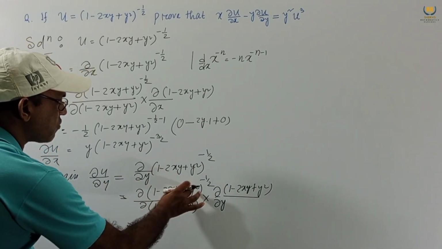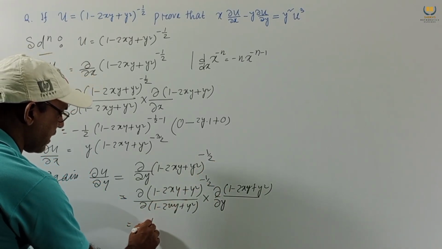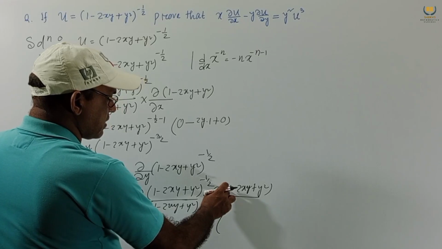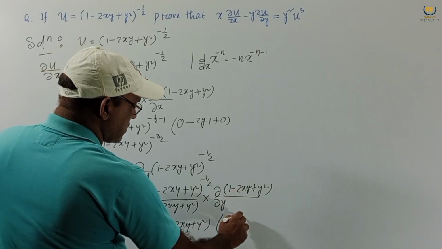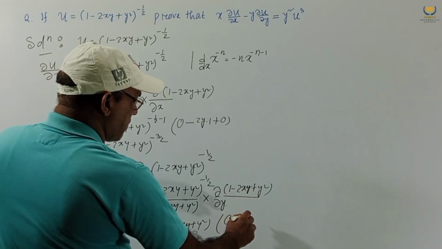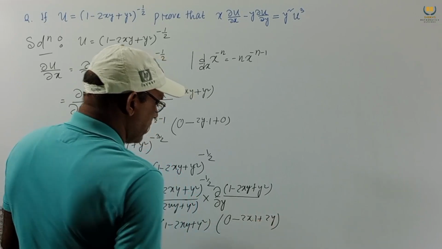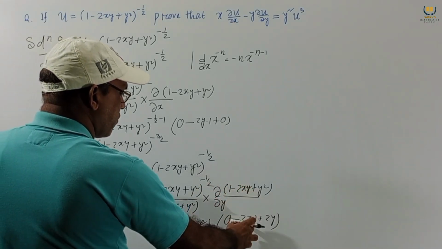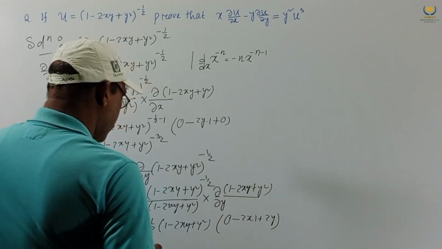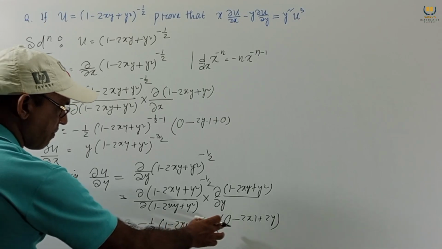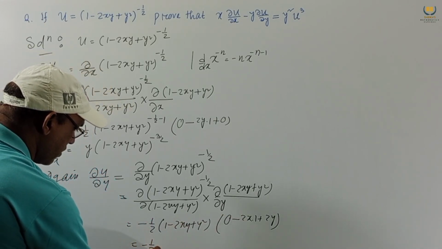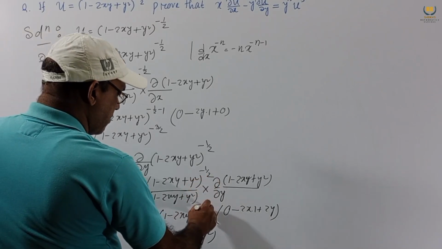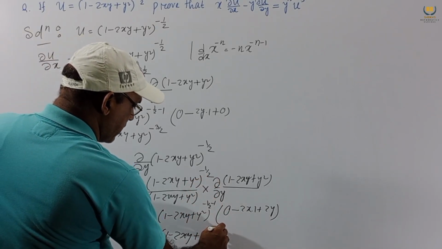Again the same formula, d dx of x to the power minus n is minus n x to the power minus n minus 1. Now if we differentiate 1 minus 2xy plus y square with respect to y, 1 is 0, twice x is constant with del y of y equal to 1, and del y of y square is 2y. Writing one step more, we get minus 1 by 2 into (1 minus 2xy plus y square) to the power minus half minus 1, which is minus 3 by 2.